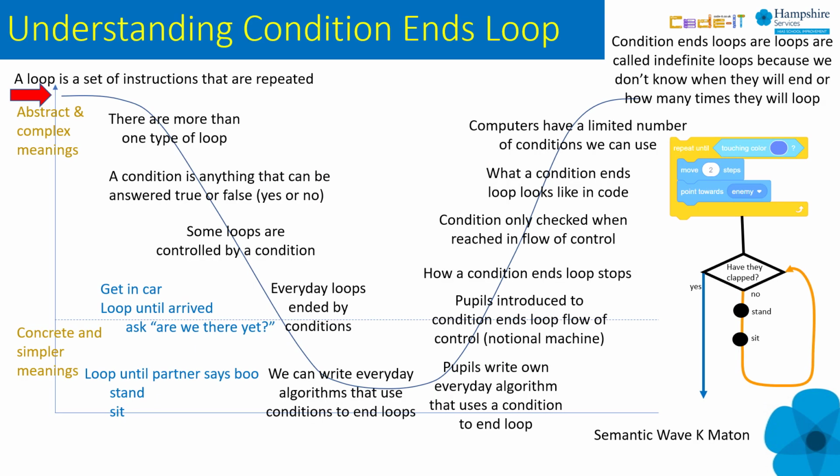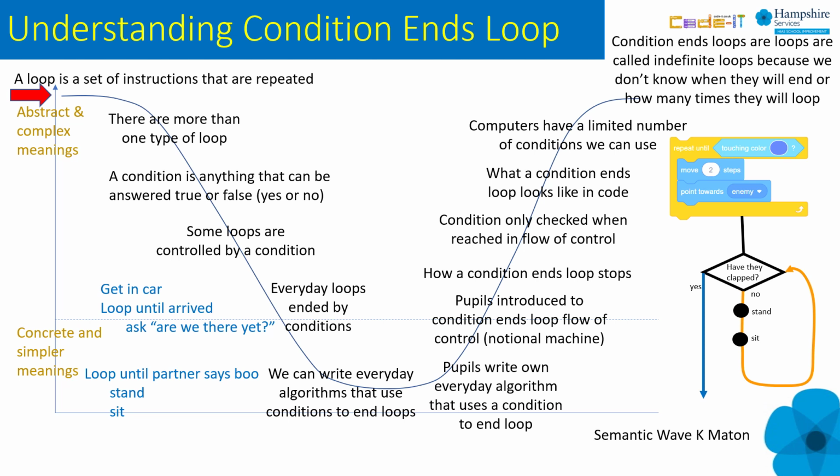You're looking at a semantic wave, which is great for thinking about curriculum sequencing. The idea is to take a complex idea such as conditions that end loops and unpack the concepts until we get to the most concrete examples and simplest meanings. Starting at the red arrow, you can see us doing that on the downward curve from left to right.